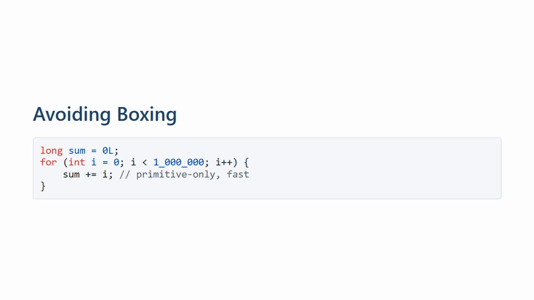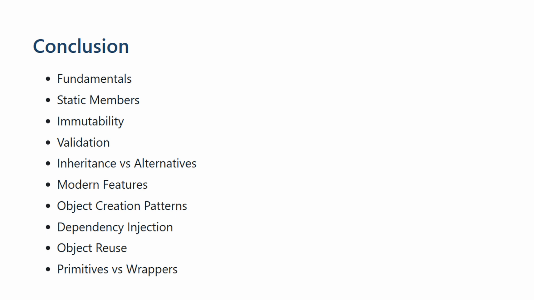Autoboxing and unboxing. Java automatically converts between primitives and wrappers. Autoboxing, converting a primitive to its wrapper. The compiler inserts calls like Integer.valueOf(int). Unboxing, converting a wrapper back to its primitive. The compiler inserts calls like intValue. This is convenient, but be careful. Excessive boxing and unboxing can hurt performance in tight loops.